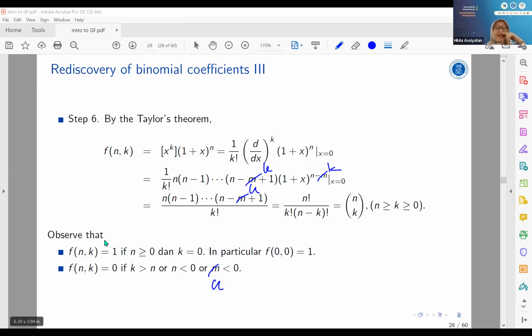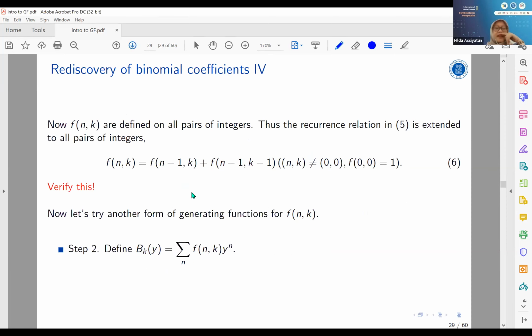All right, so with this observation, now we can extend our recurrence to all pairs of integers. You may check that this would be right. Not all, but we just take out one point, the (0,0) point. Other than that, this recurrence is valid.